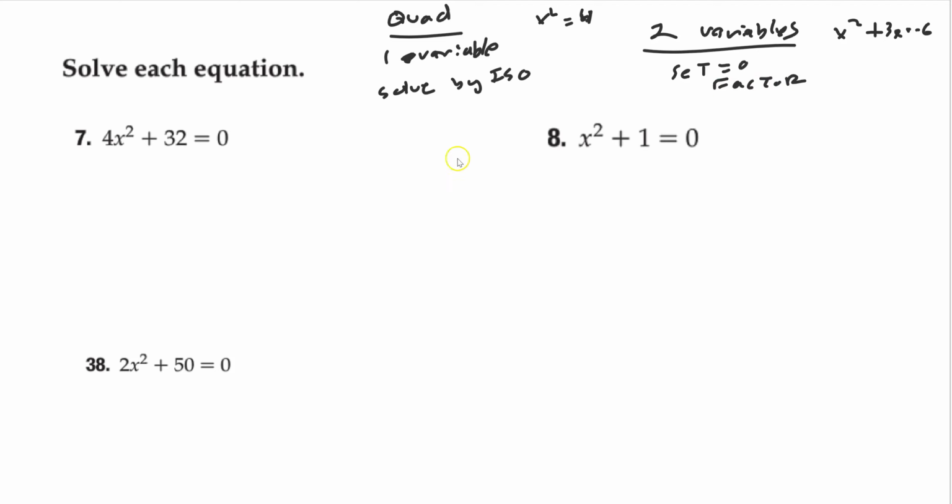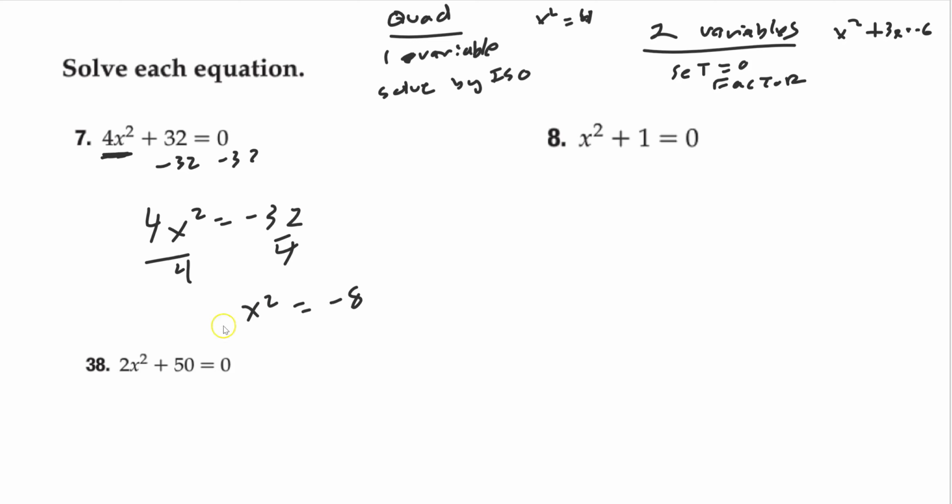All these are going to have one variable, so we're just going to solve by isolation. I want to get the 4x squared by itself, because there's only one variable, so let's subtract the 32. 4x squared equals negative 32. Divide that by 4. X squared equals negative 8. Square root it. X equals the square root of negative 8, plus or minus.